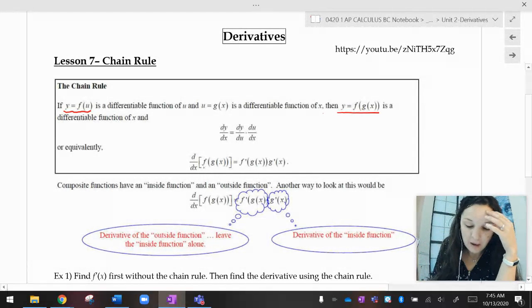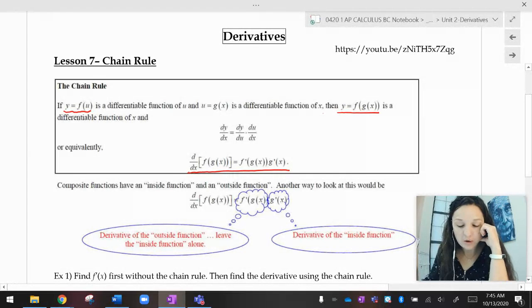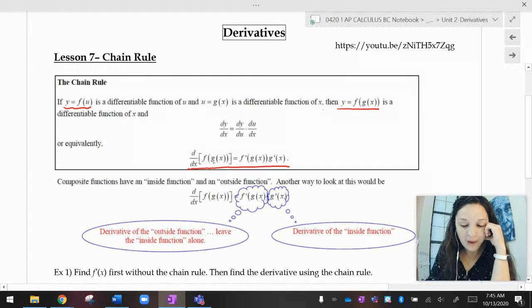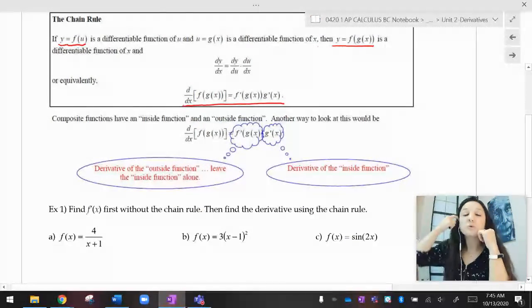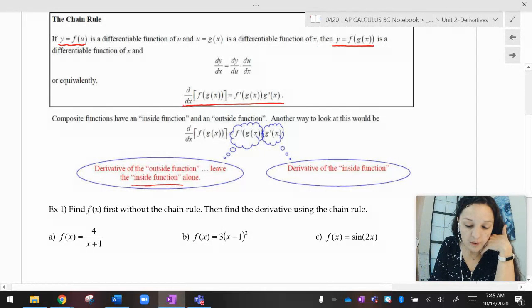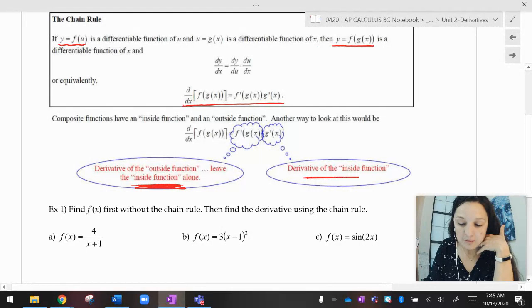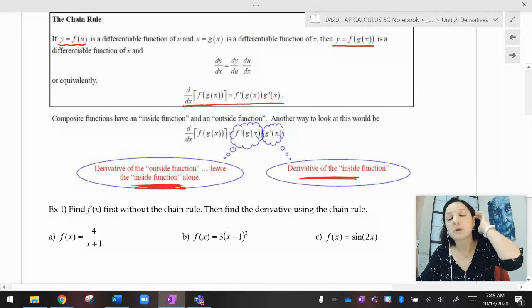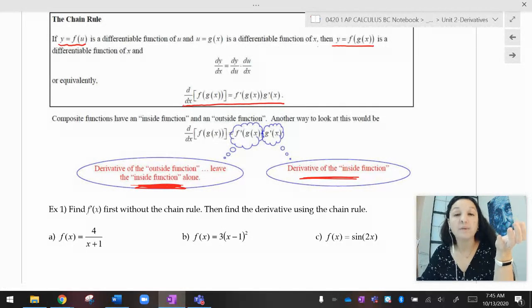I think it makes a lot more sense when we look at it in function notation down here. If you have the derivative of f of g of x, then it's f prime of g of x times g prime of x. So a lot of times what you'll hear me say is you take the derivative of the outside, keep the inside, times the derivative of the inside.